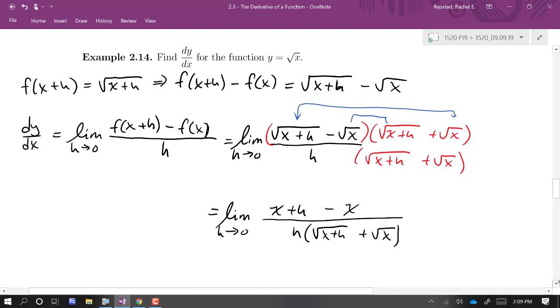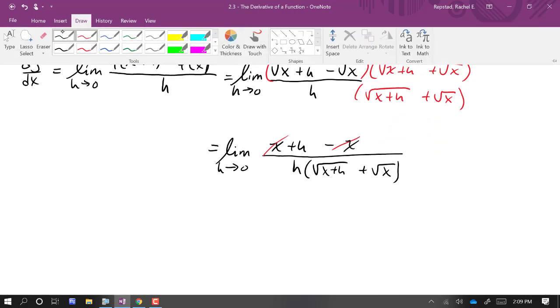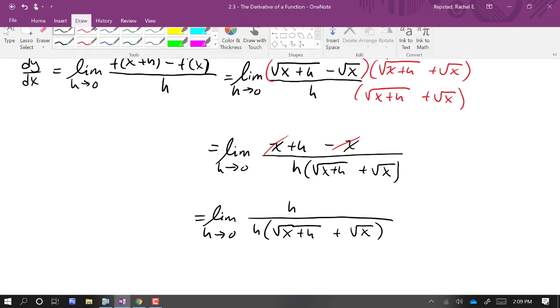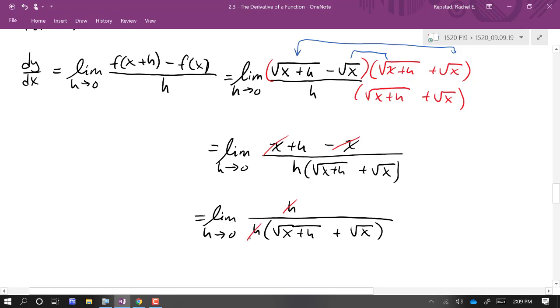Now this is pretty nice, because these x's cancel. Cancel these h's. When I cancel those h's, what is left on top? 1. Yeah, not 0.